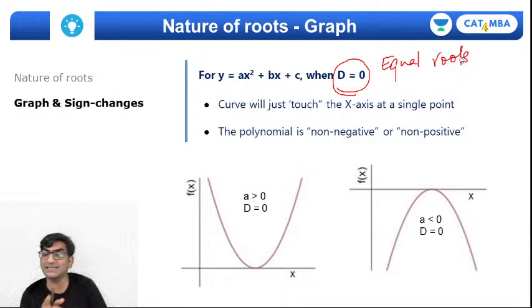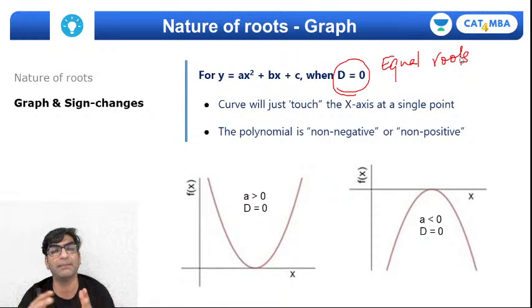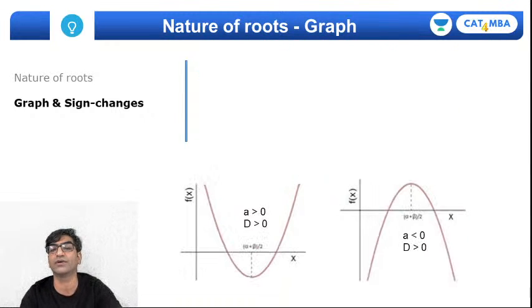And what that means is that the polynomial can still never be negative, but the exception now is that it can be 0 at that 1 point, right? At all other points it will be positive. It can also be 0 at 1 point, which means the polynomial will be either always non-negative or always non-positive. Non-negative होगा जब A positive है और D 0 है, और non-positive कब होगा? जब A negative है और discriminant 0 है.